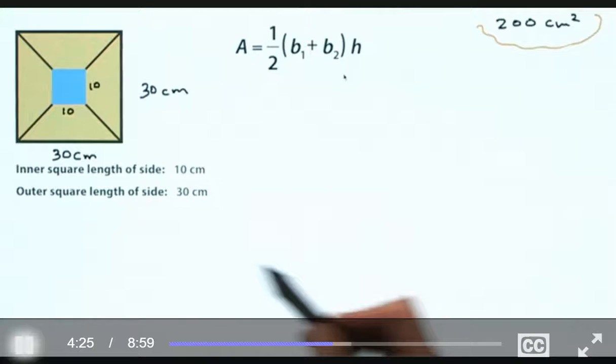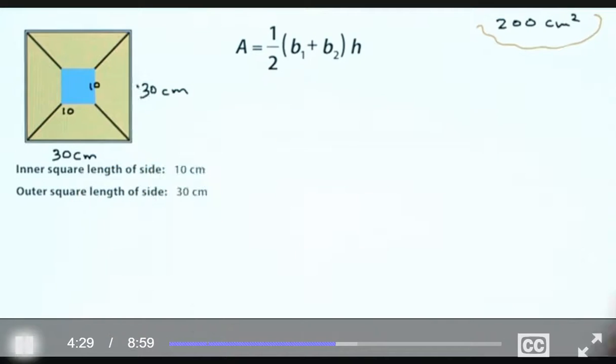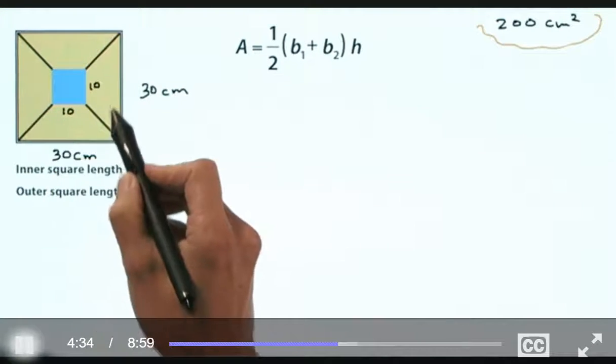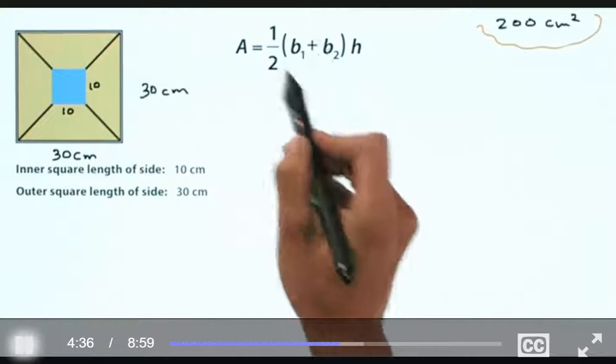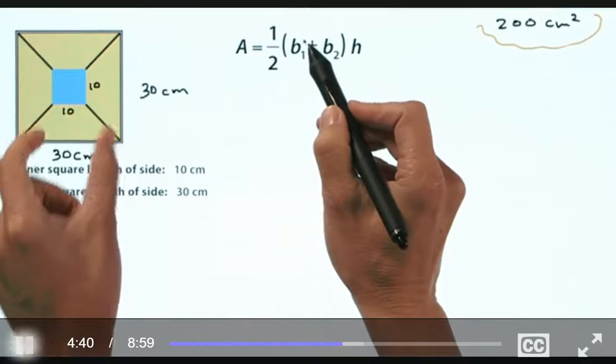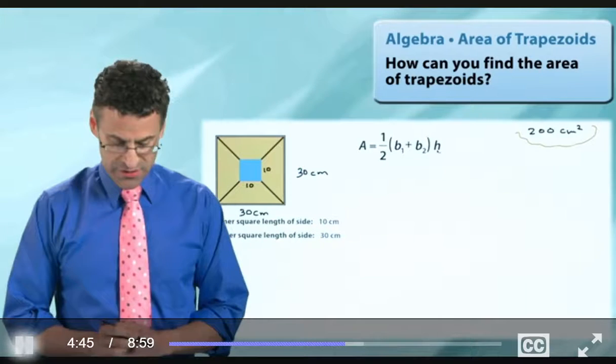And the way to think about that is, really, if you take that long length and that short length, and you average them, that's going to give you the middle length, and if you multiply that by the height, it's like a rectangle. So this is kind of like the average of the bases, and you multiply that by the height. Okay, so let's try to do that.